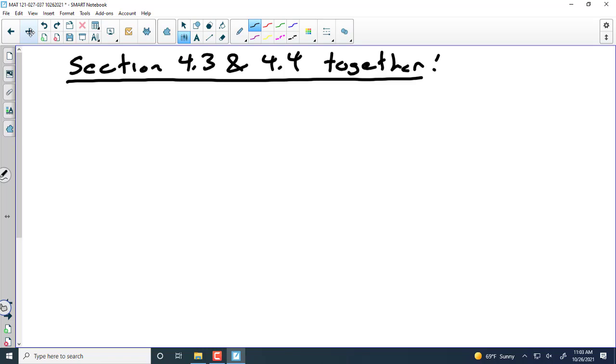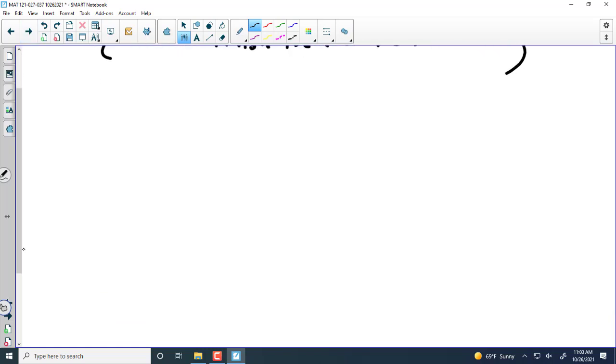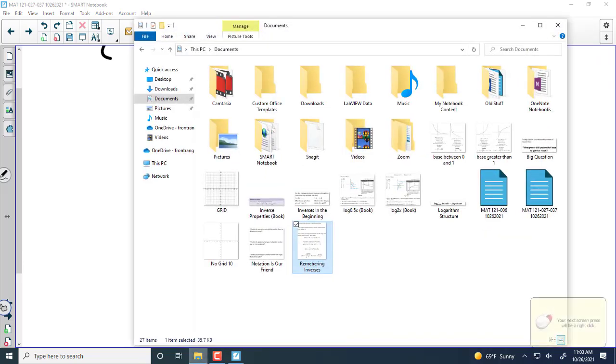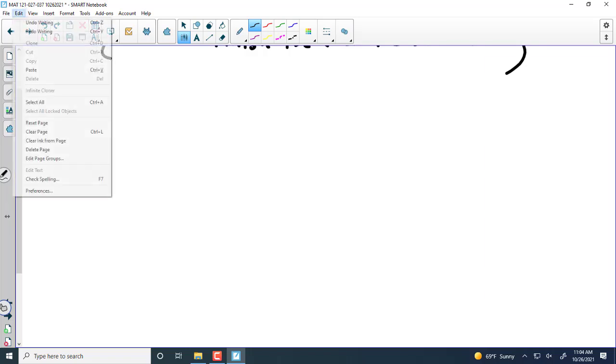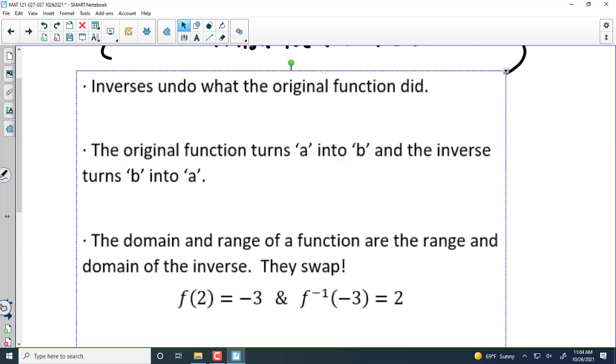We're going to group them together, so we will finish them at the same time. So if you do some homework, don't be alarmed if you can do some problems in 4.3 and some problems in 4.4, but not other problems in 4.3 and not other problems in 4.4. And I made a couple pictures ahead of time for this. Because if we're going to do something new, we should talk about what we already know first.